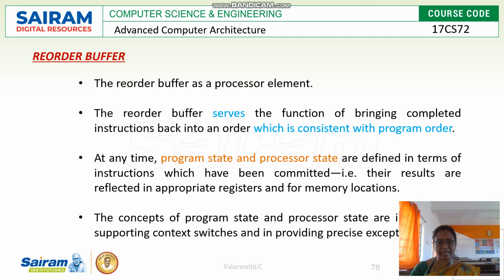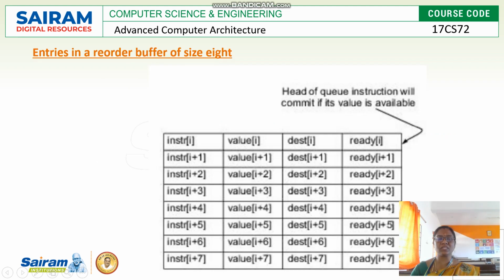It should be correct. So that's what the program state and processor state are identified in terms of instructions which have been committed. Okay, so this diagram shows the structure of one reorder buffer.